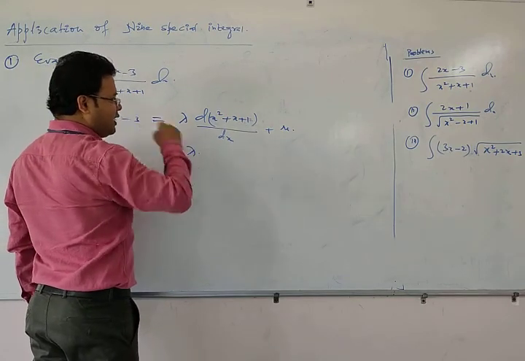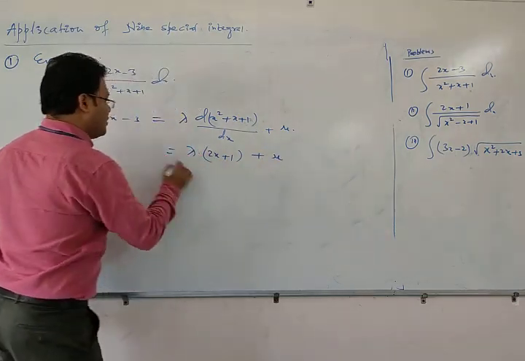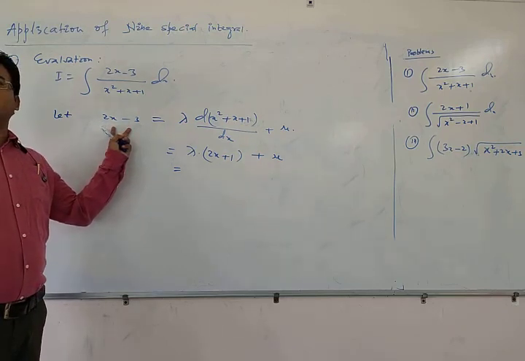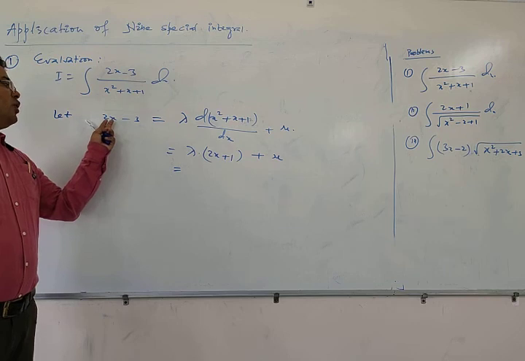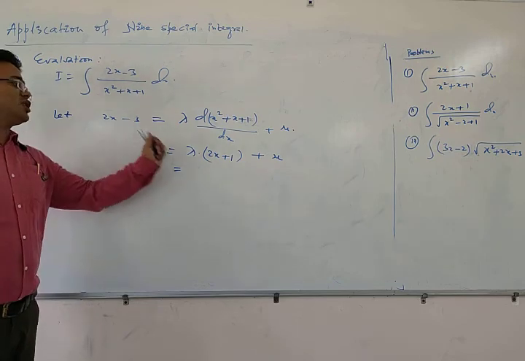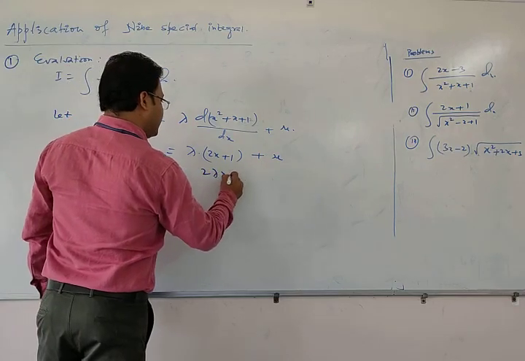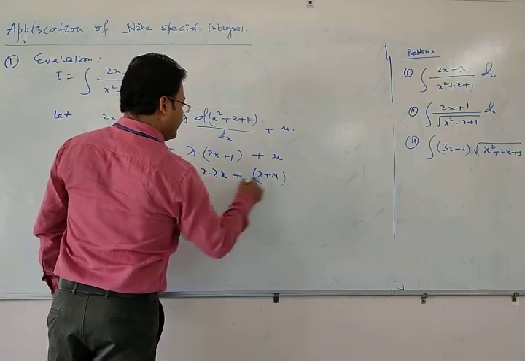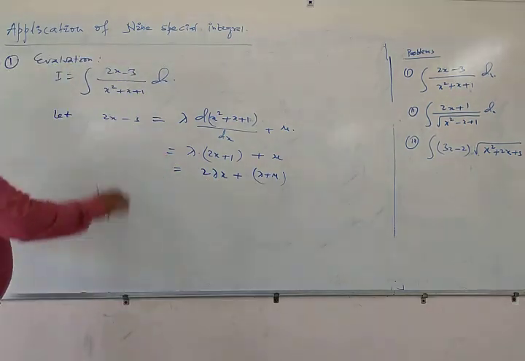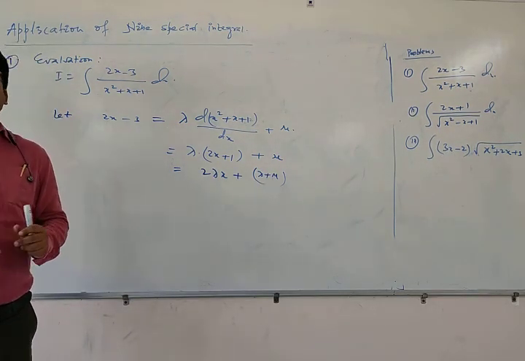Here we write the differentiation of this. We will write 2x + 1 plus mu. But in the left hand side, this is the linear expression, and in a linear expression there is a term which is variable, and there is another term which is constant. So we have to write variable plus constant. So according to this, we have to write 2 lambda x plus lambda plus mu. Here you can see this is the variable term and this is the constant term. Now both sides in this equation are linear, so we have to compare.